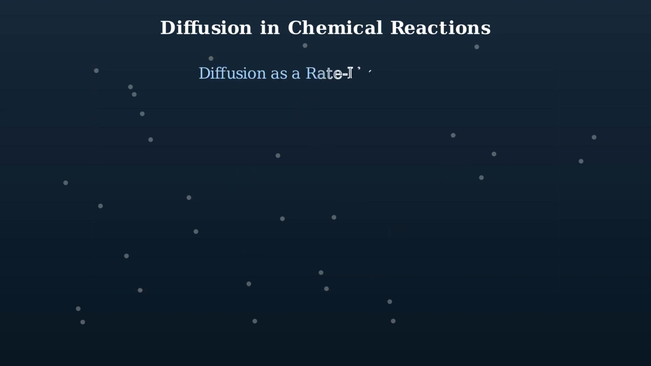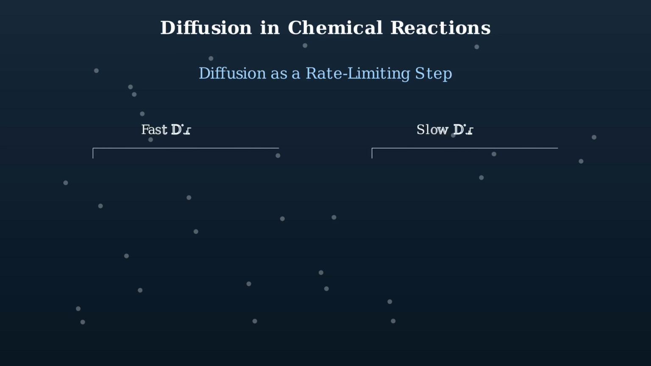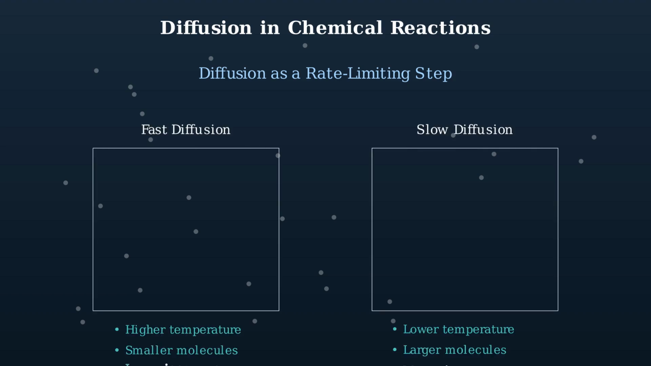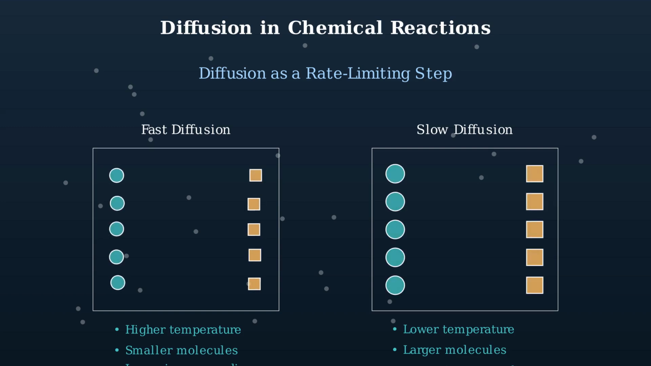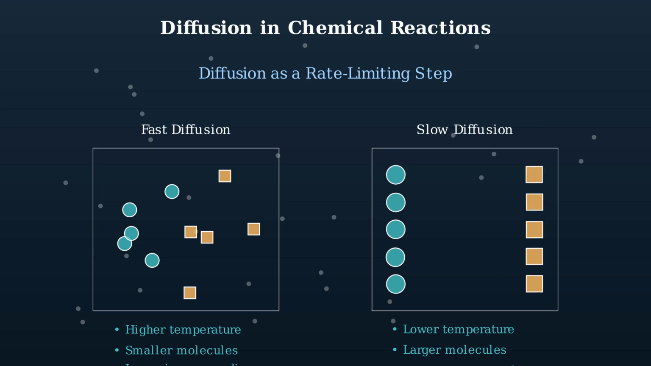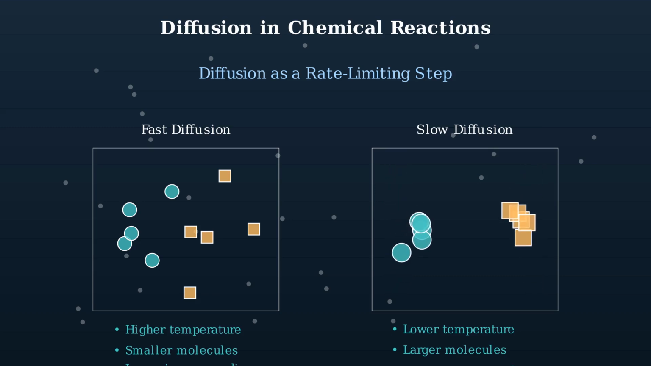In many reactions, the diffusion of reactants is the rate-limiting step. This means the overall speed of the reaction depends on how quickly molecules can diffuse to each other. Factors like temperature, molecular size, and medium viscosity affect diffusion rates. In environments with faster diffusion, reactions proceed more rapidly as reactants meet more frequently.